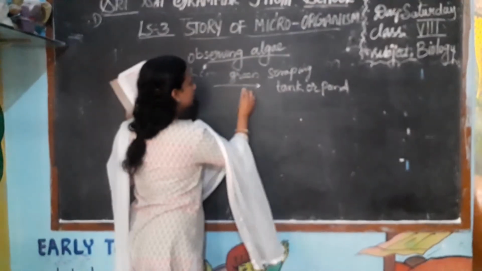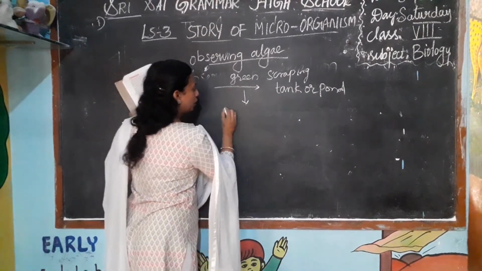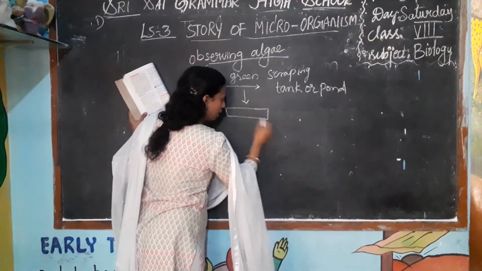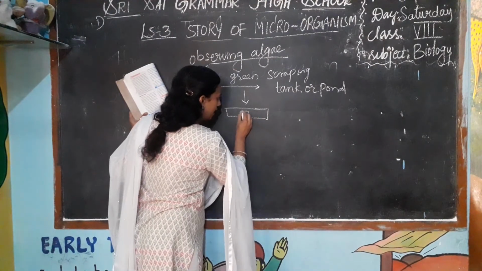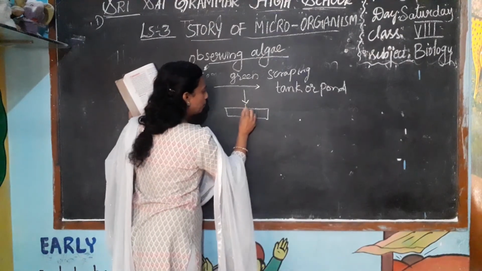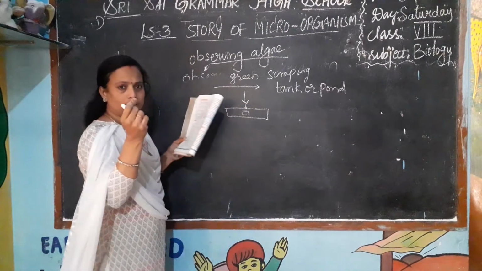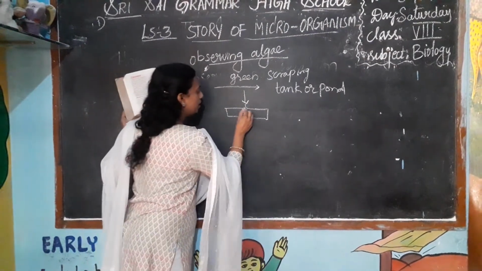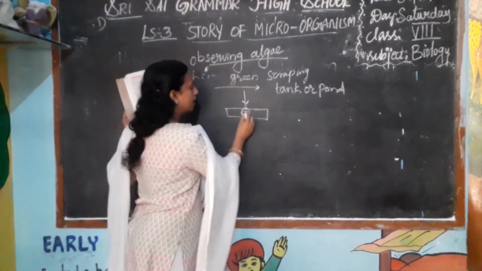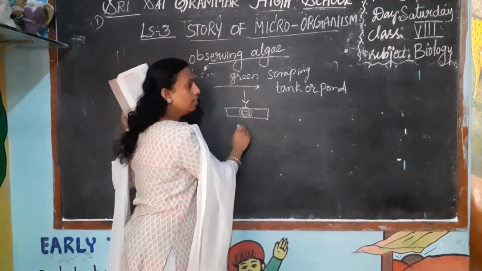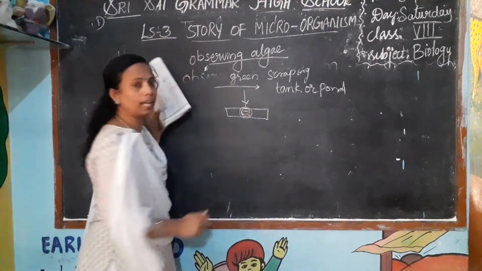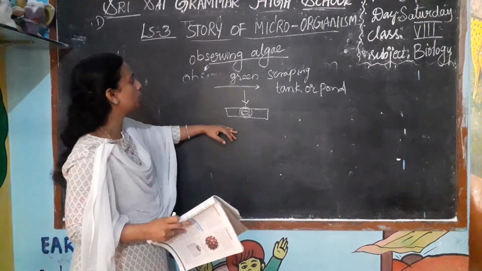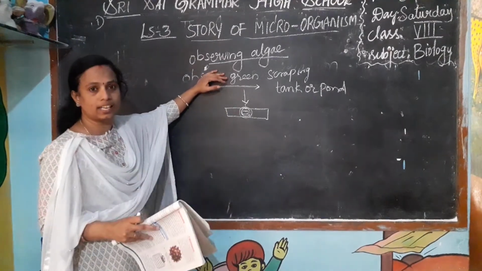This green layer, we have to put it on the slide, this green color scraping. Add 1 drop of water on that and cover with a cover slip, and see under the microscope. When you see under the microscope, you can see the algae.